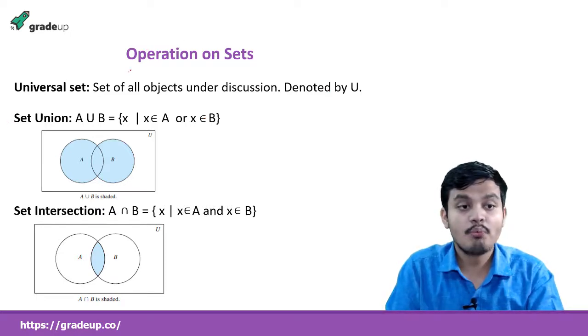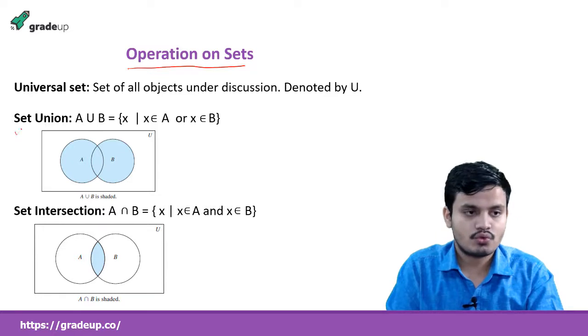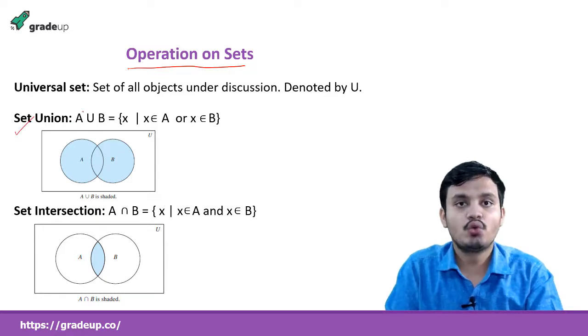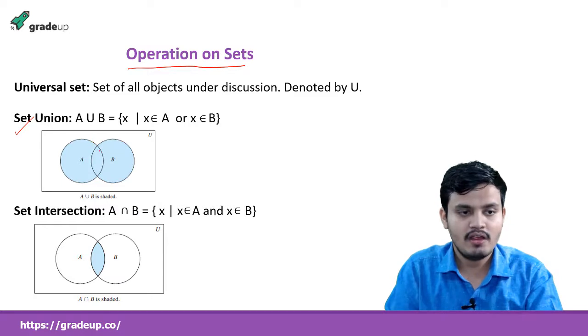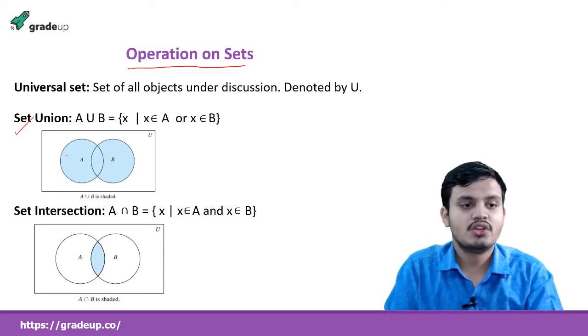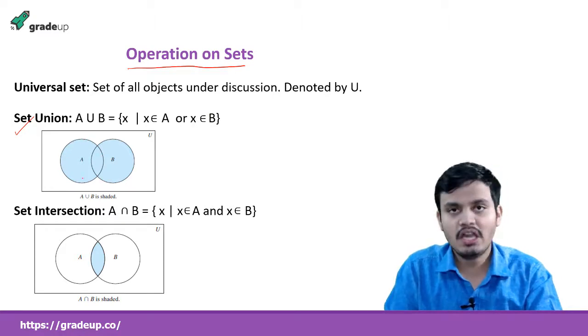These are the operations on sets. Set union. So A and B are two sets, and we need to do the union of these two sets. How will the union be represented? This is A, this is whole A, and this is whole B. A union B is {X such that X belongs to A or X belongs to B}. So the whole blue region denotes A union B.